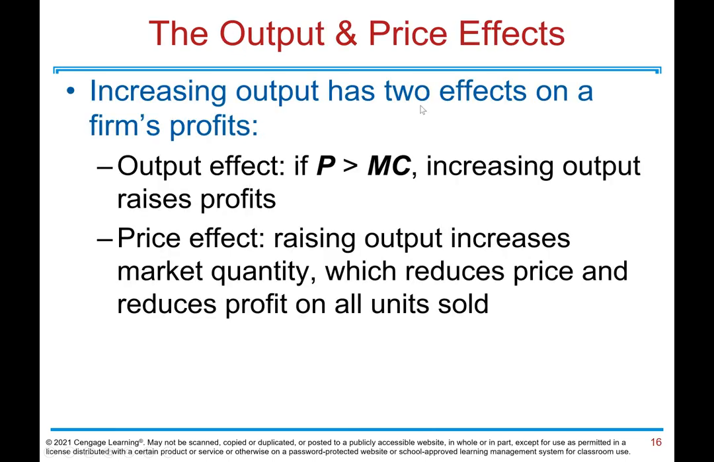The output and price effects. Increasing output has two effects on a firm's profit. Output effect: if price is greater than marginal cost, increasing output raises profit. What about the price effect? Raising output increases market quantity, which reduces price and reduces profit on all units sold.